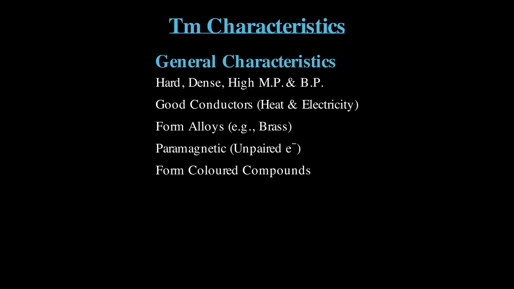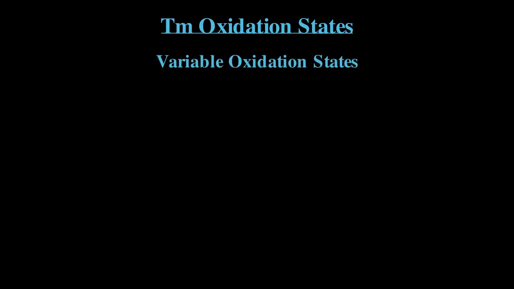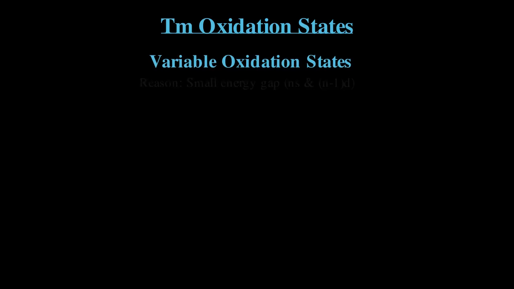So why do they have these properties? It all comes down to strong metallic bonding. This strength arises because both the outer ns and the inner (n-1)d electrons participate in bonding. One of the most defining chemical properties of transition metals is their ability to show variable oxidation states. This is a hallmark feature that sets them apart. The primary reason is the very small energy gap between the ns and the (n-1)d orbitals.